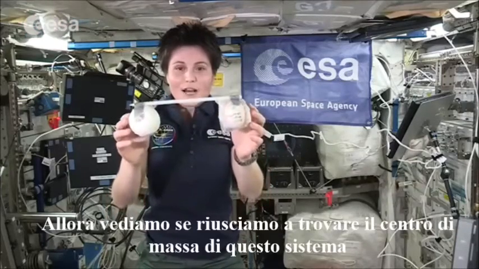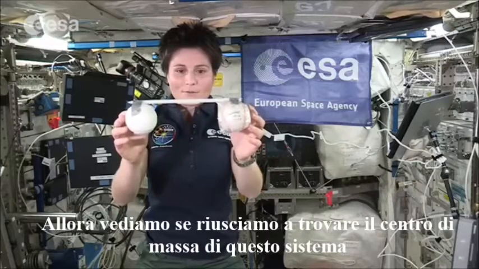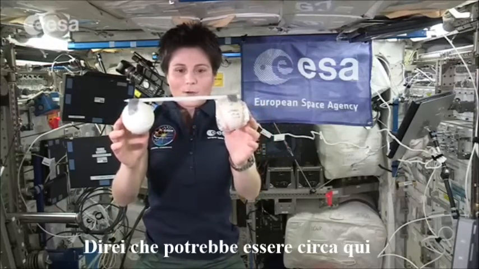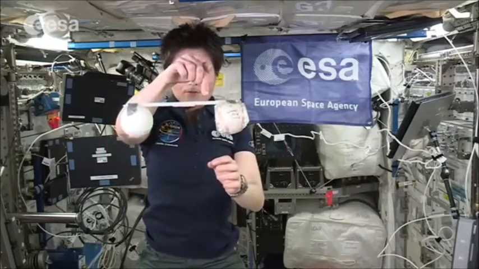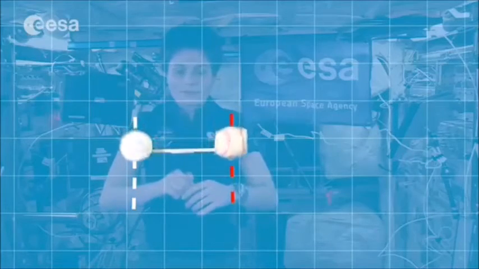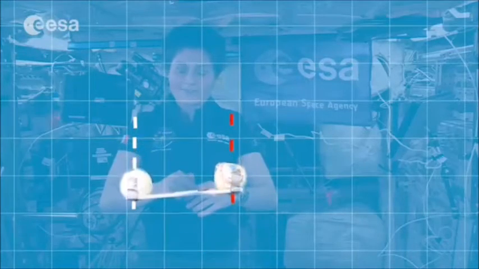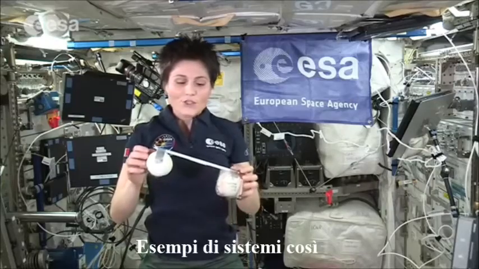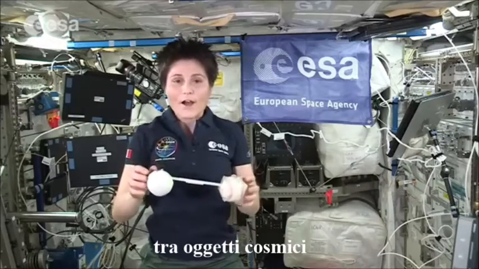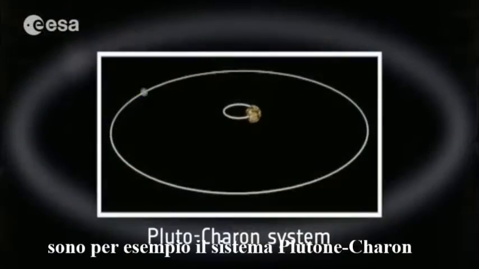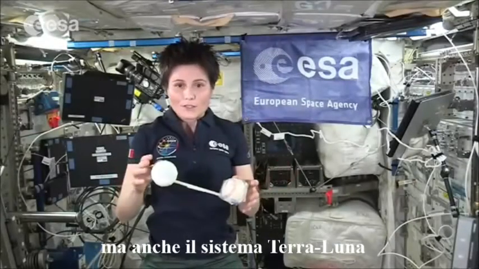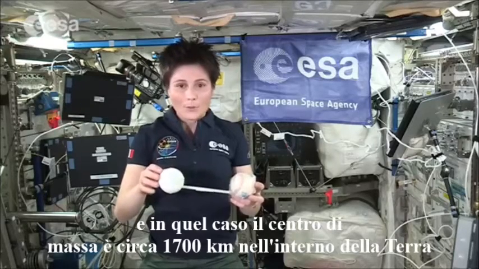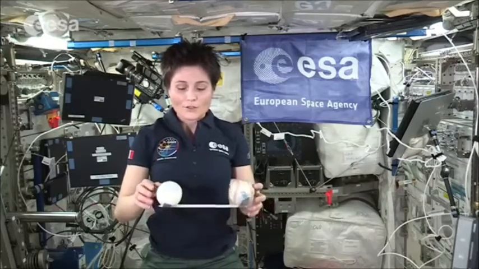So let's see if we can find the center of mass of this system. Just by looking at the way it rotated, I would say it's probably around here. Pretty close. Examples of such systems in cosmic objects are, for example, the Pluto-Charon system, but also our Earth-Moon system. And in that case, the center of mass is about 1,700 kilometers beneath the surface of the Earth.